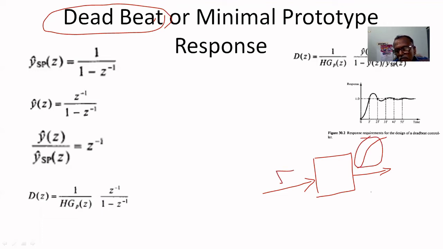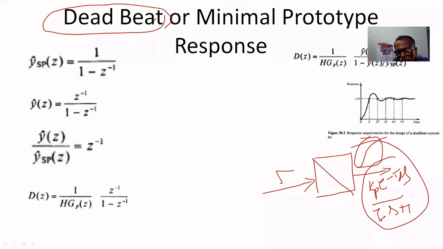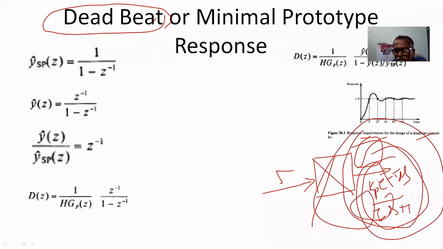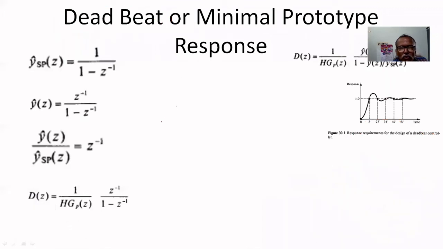You will get the model as Kp e power minus dead time s, upon Tp s plus 1. If you get this model, you know nothing else about the process, but you have the response for the step input. Having the response for the step input is sufficient to design the controller. If you know that model, then it is sufficient to find HGP of z. That's all.